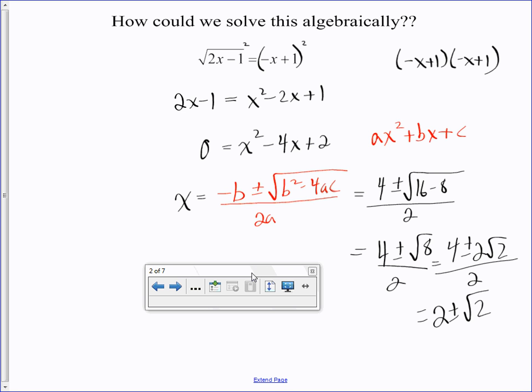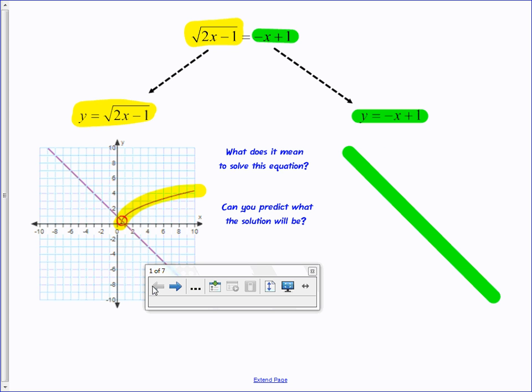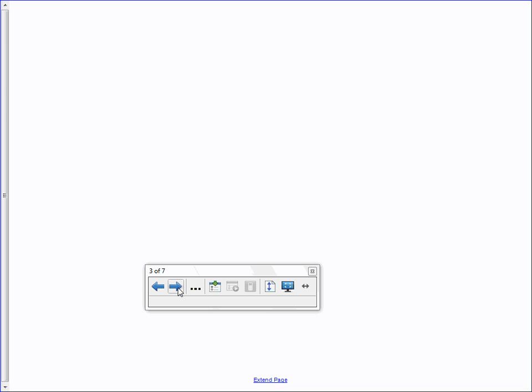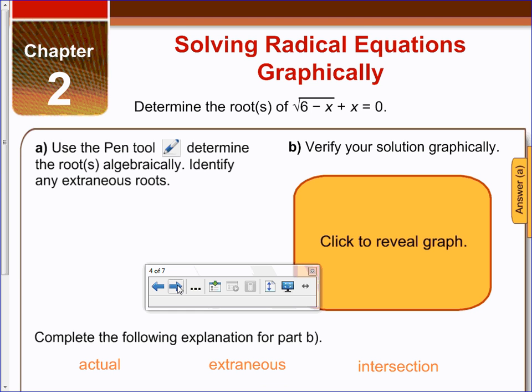That's the question. If we go 2 plus the square root of 2, I don't know the exact value, but it'll be 3 point something. If I do 2 take away the square root of 2, it'll be 0.7 or something along those lines. And you can see here on the graph that that would be the answer that we would select. So we have to consider, even algebraically, which answer would make the most sense.